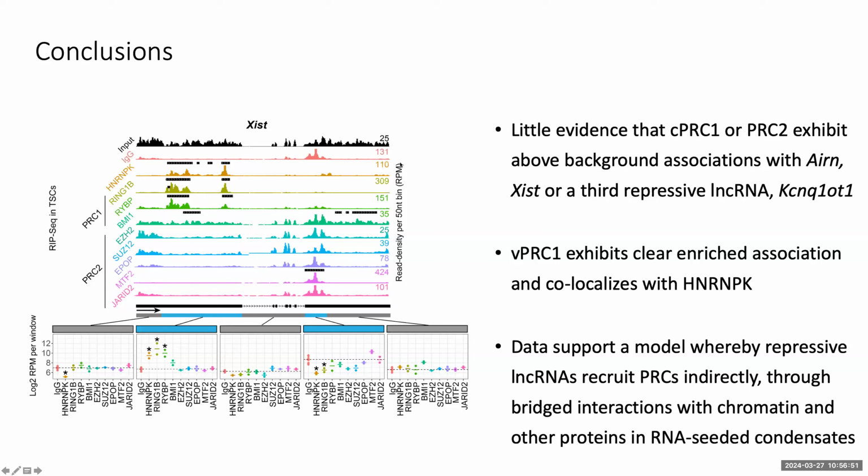And so I think, considering our data in context with everything else in this field, the way that I think about this is that probably these RNAs are recruiting histone modifying enzymes by and large via indirect mechanisms, through bridged interactions, both that occur on chromatin and with other proteins that might be found in the RNA-seeded condensates.